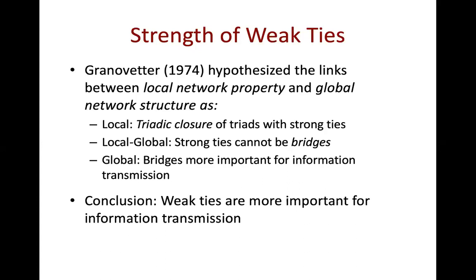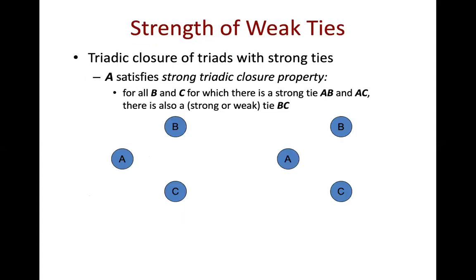You can also define this in terms of the entropy, the information size. So, information theory. Let's discuss the strength of weak ties. Strong triadic closure: a node A satisfies the strong triadic closure property if for all B and C for which there is a strong tie A-B and A-C, there is also a strong or weak tie between B and C. So this is a triadic closure.